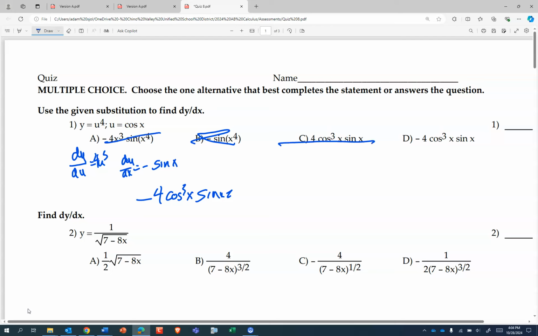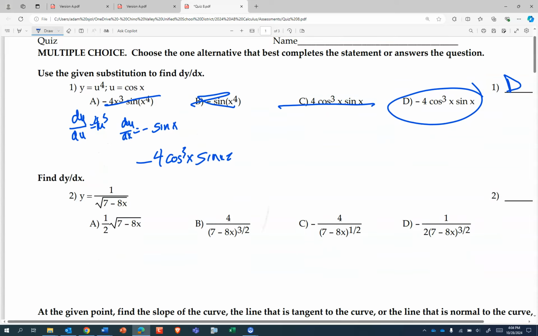And so the other thing is, read through every single answer choice. I'm crossing off the first one. There's no way. I already crossed off B. C doesn't have the negative.